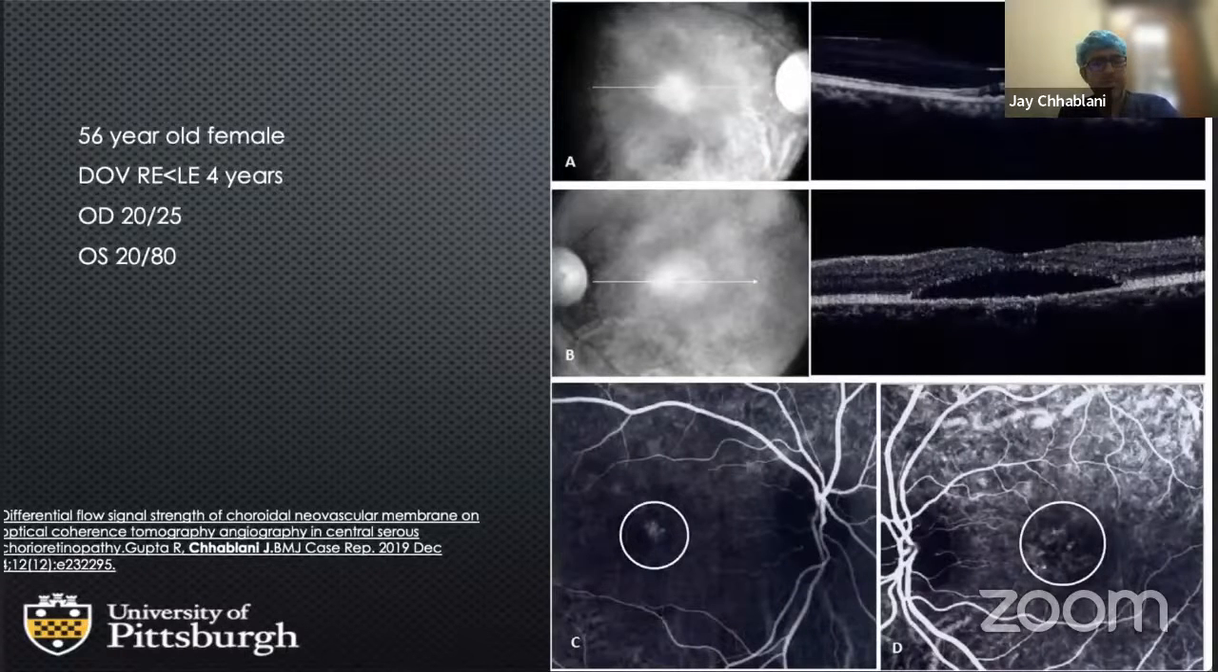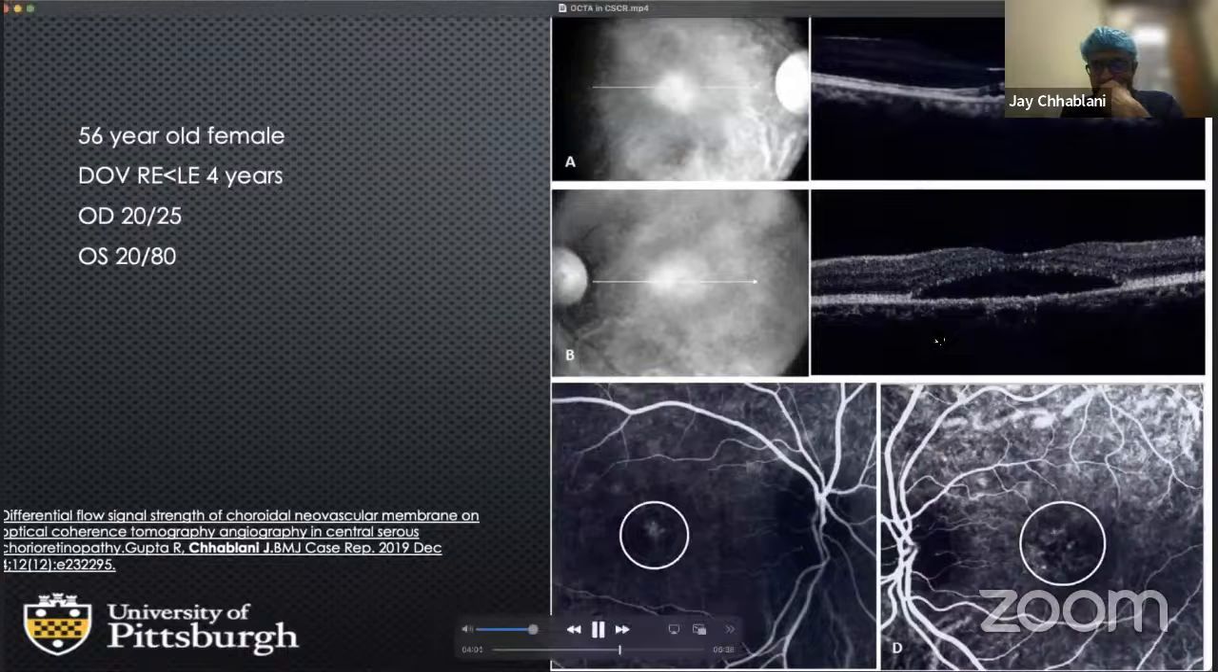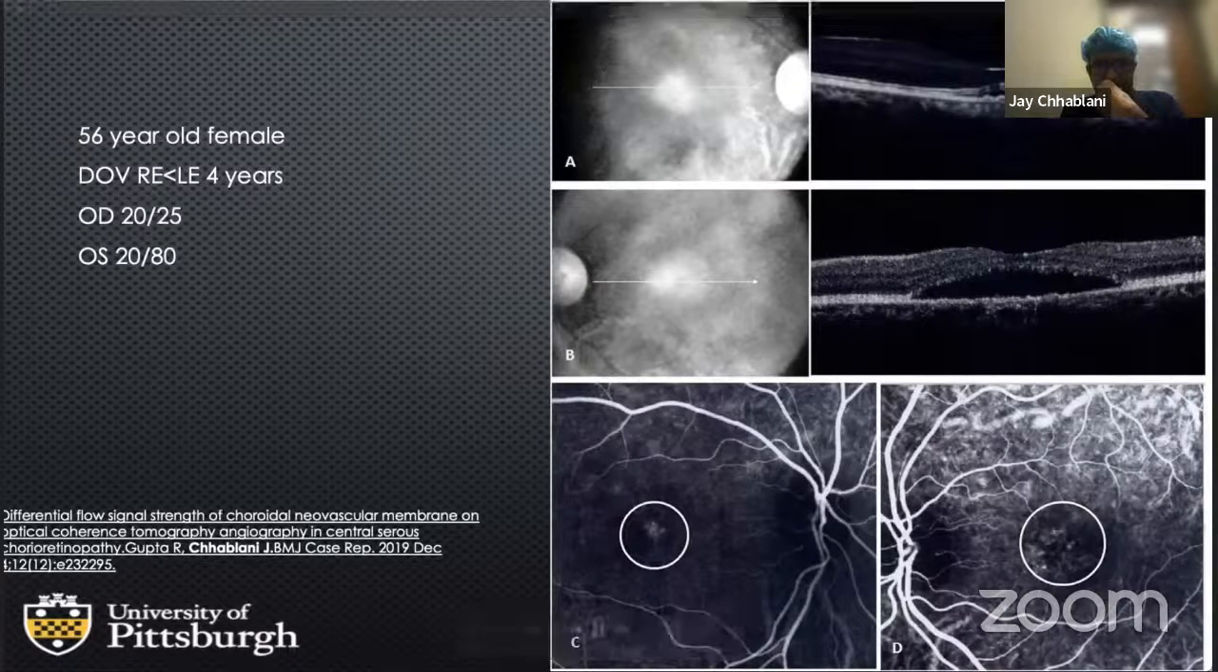Let me show you one of the very interesting cases where OCT angiography was very useful. I had a 56-year-old female who presented with vision loss in both eyes for the last 4 years. Her right eye visual acuity was 20/25 and left eye was 20/80. These were the OCT pictures back in 2013, where we did not have OCT angiography. Here we are able to see the presence of subretinal fluid, and I suspected some form of early network on ICG.